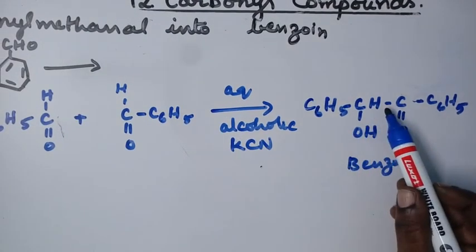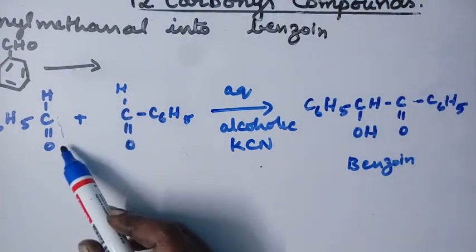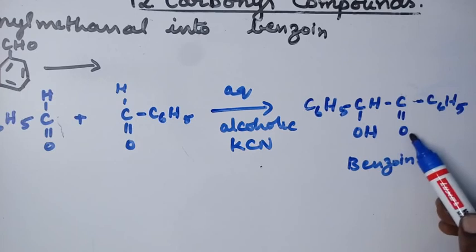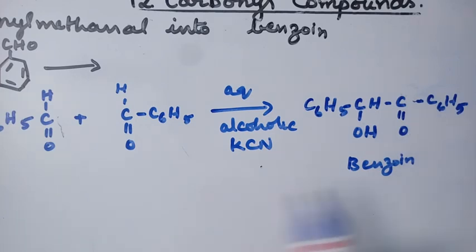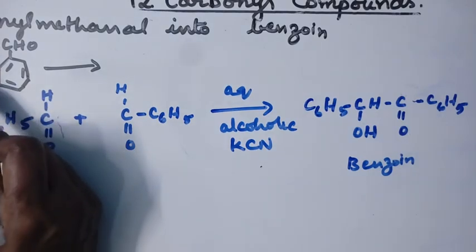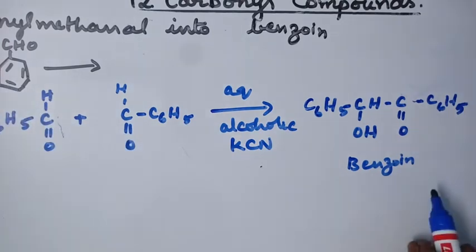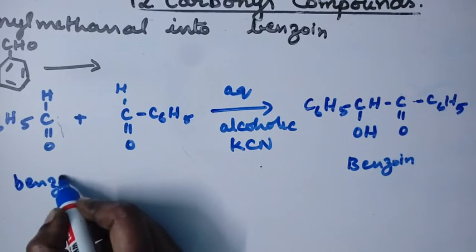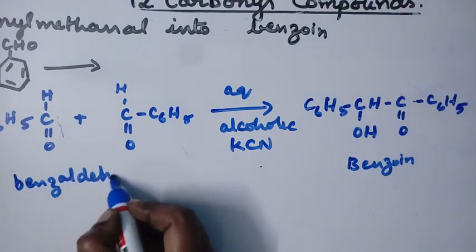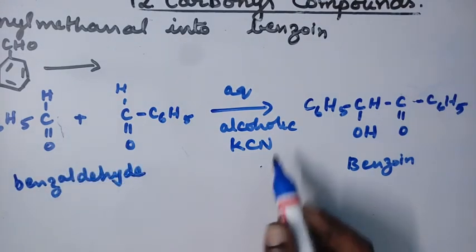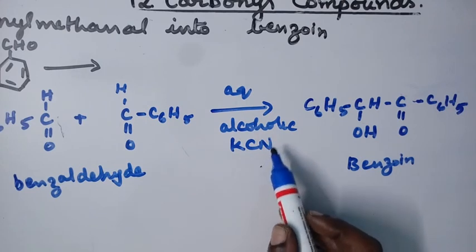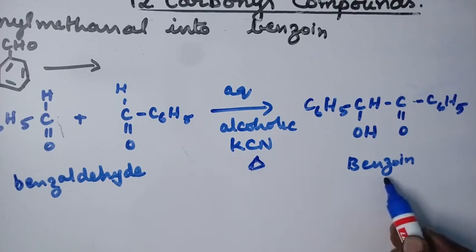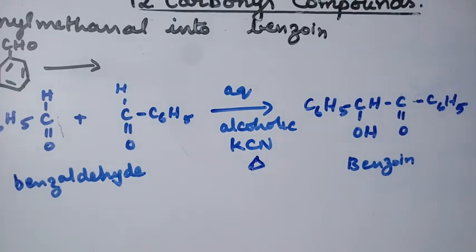C6H5, and with this CH, this hydrogen comes and joins, so it is COH, and the remaining C double bond O, C6H5. Two molecules of benzaldehyde join, in the presence of aqueous alcoholic potassium cyanide, react, and form benzoin. This is benzoin condensation.